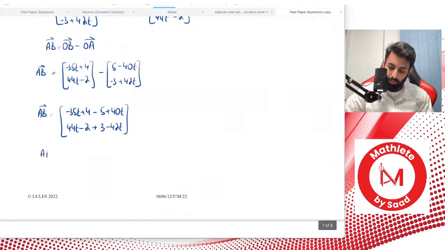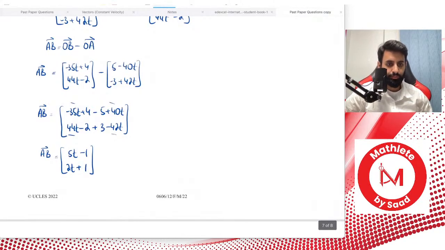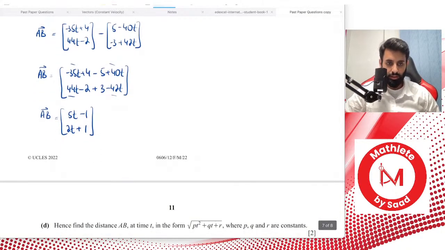So let's write down AB now. Minus 35t plus 40t, so that's 5t. 4 minus 5 is minus 1. Okay, there you go. And then 44t minus 42t is 2t. And minus 2 plus 3 is plus 1. And there you go. That's it.